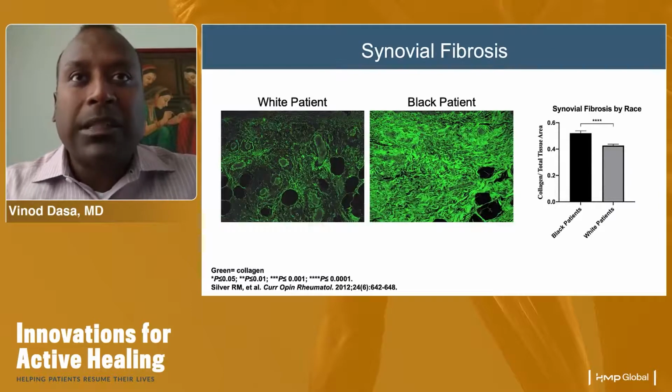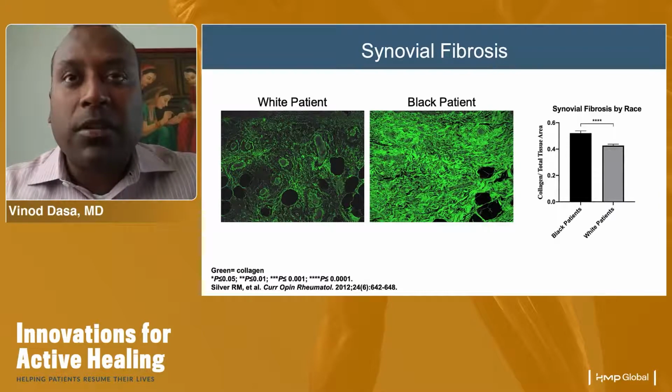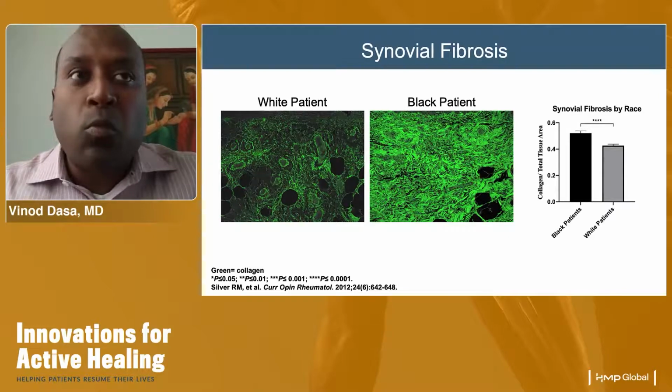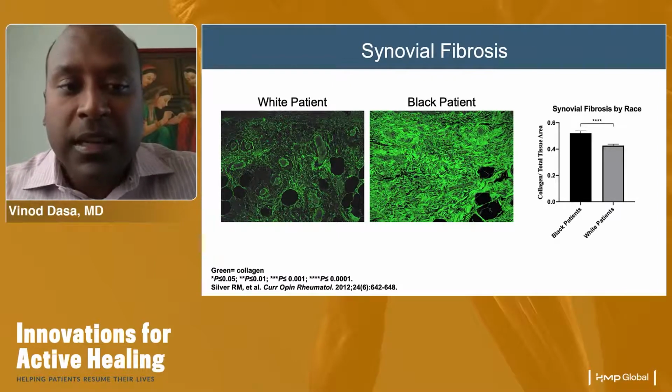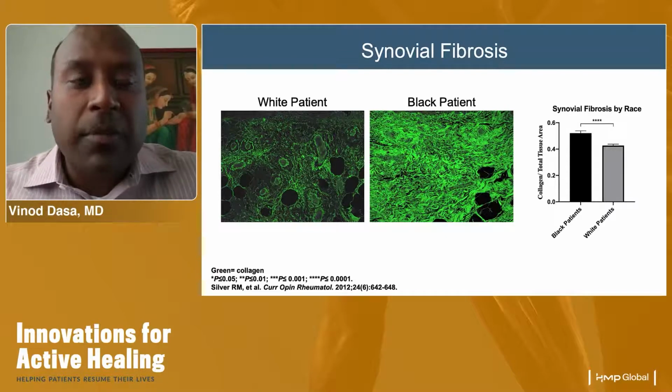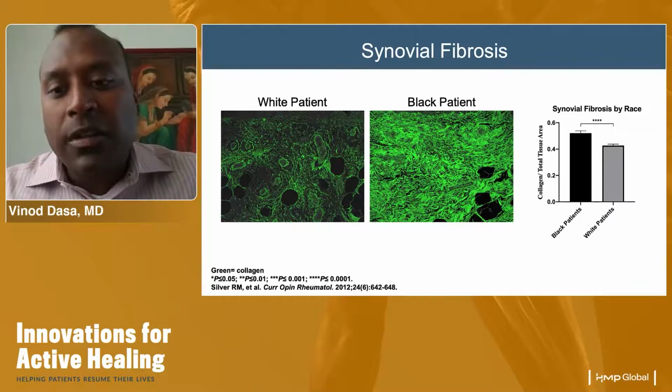And then we looked at some of the basic science explanations of why our Black patients may have decreased range of motion and worse symptoms both before and after surgery. What we found interesting was that we actually saw a difference in synovial fibrosis in our non-white patients compared to our white patients. So the next question then is why?